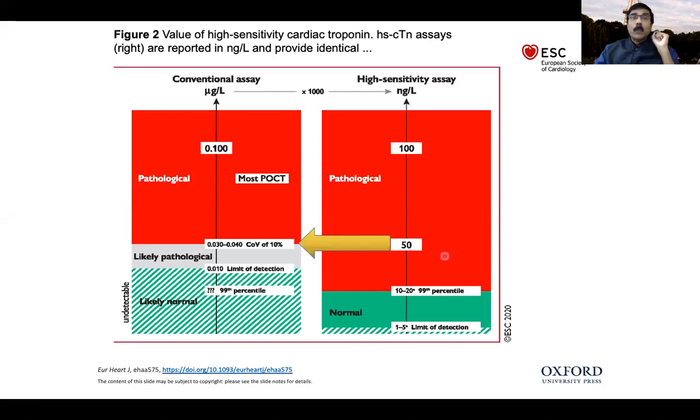Now, another interesting point in this is, if the highly sensitive troponin goes more than 50, it is more or less similar to the conventional troponin. So this is going to be very useful in the early phase of myocardial infarction, wherein it is going to be at a much lower phase and much lower level of myocardial injury.